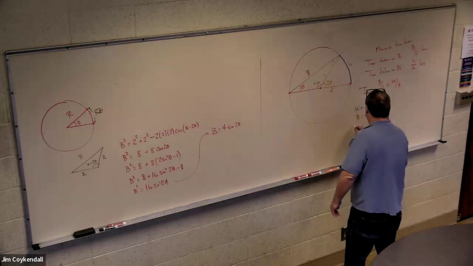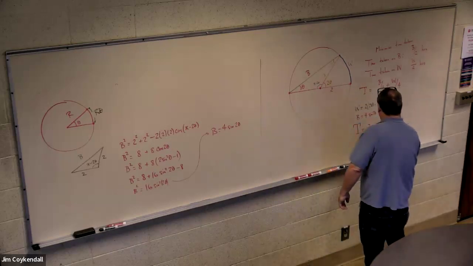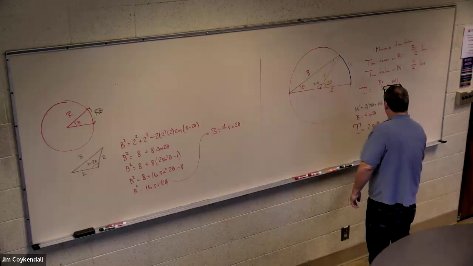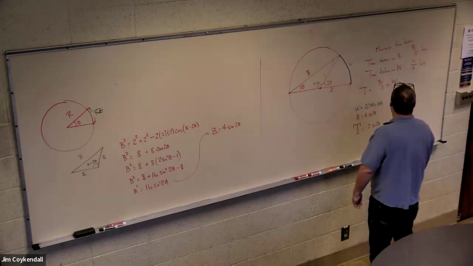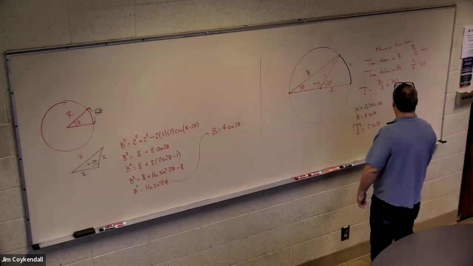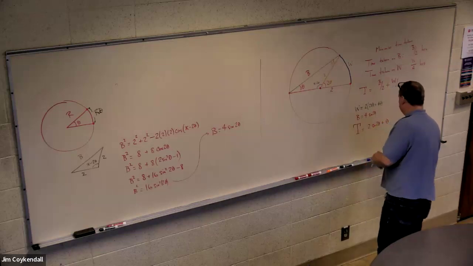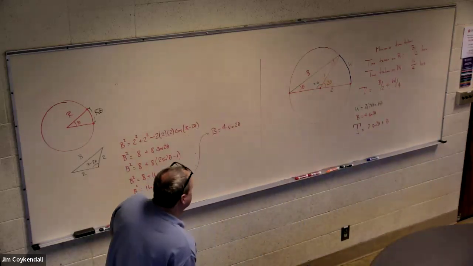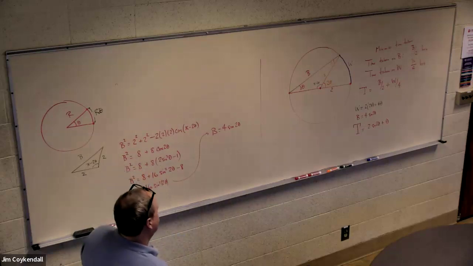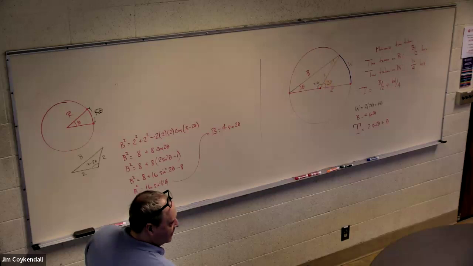This allows me to prove b over 2 is 2 sine 2 theta, and w over 4, what was w? 4 theta.